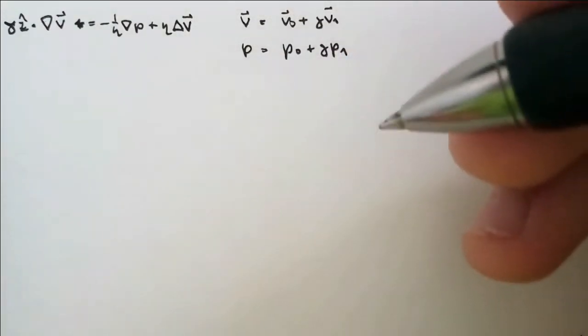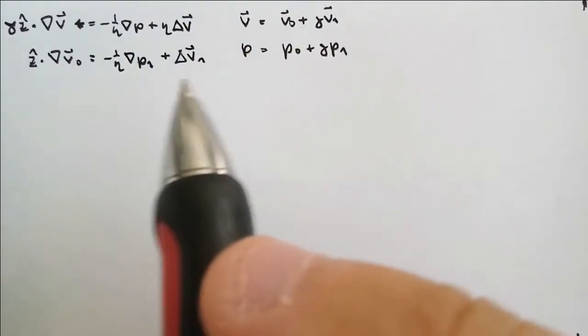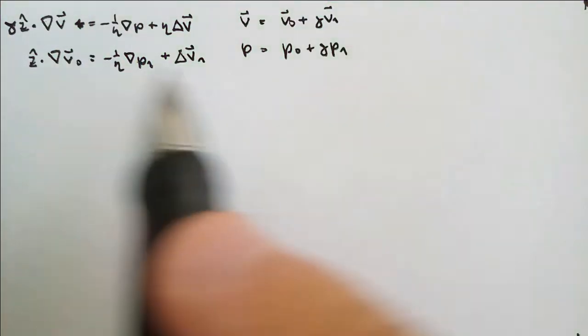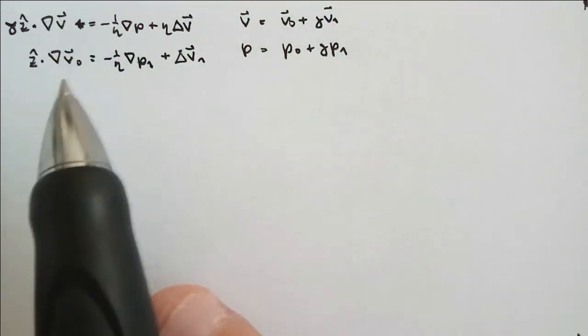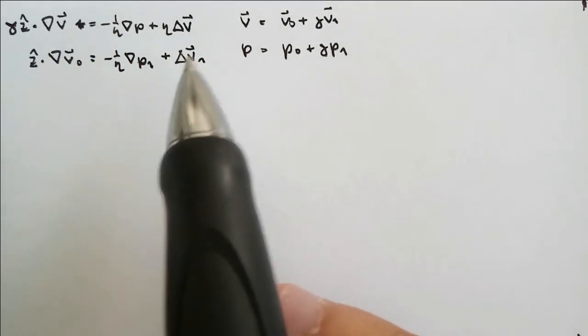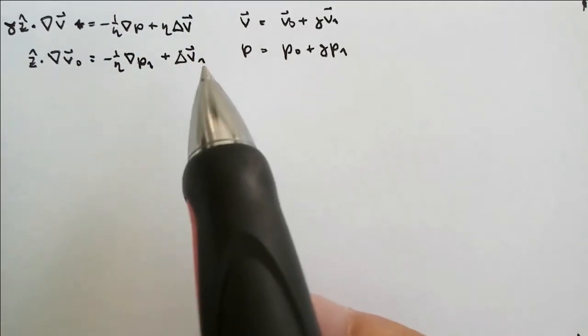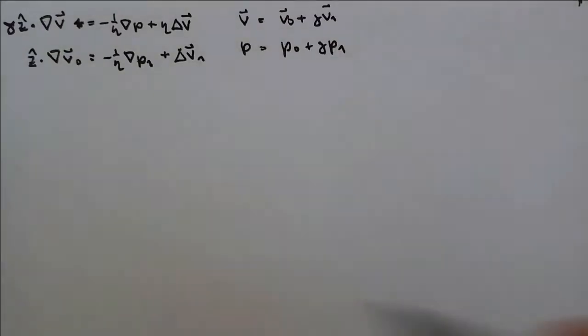Basically, maybe we have seen it, but I'm not sure if I've written it before. It's z dot gradient of v0, and this is equal to minus 1 over eta gradient of p1 plus Laplacian of v1. This equation is the same as we solved a few minutes before, because if you take the curl of this, it is z times Laplacian of psi 0 and the double Laplacian, Laplacian squared, of psi 1. So this is the equation in a different form.